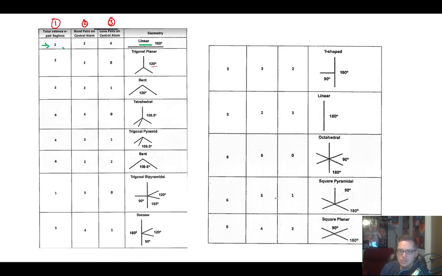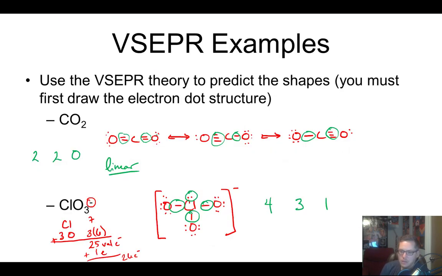We go back to our chart, we find 4, 3, 1. Here's 4, 4, 0, 4, 3, 1. So that's that guy right there, and we see that it's a trigonal pyramid. Okay, so this guy is trigonal pyramid. Pretty awesome, huh? Trigonal pyramid. So that's VSEPR. Pretty easy stuff, right?